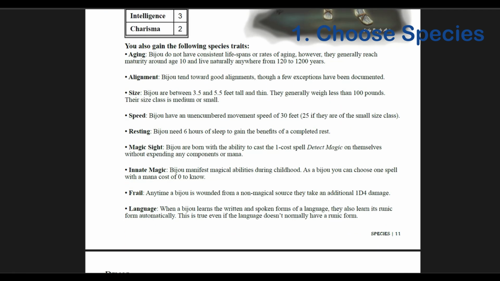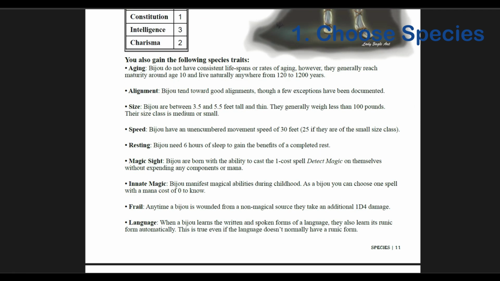There you go. But that aside, I'll point out a couple things. Because he's a bijou, he gets 30 movement speed, and that's typical, 30 feet of movement speed. A little bit of long life, tends towards good alignment. Pretty typical as far as sizes go. Nothing too crazy there. A little short, doesn't get too tall. 6 hours of sleep before completed rest. They get Magic Sight, which allows them to use the 1-cost spell Detect Magic without using any mana or components, so that's pretty cool. You get to choose one spell with the cost mana of 0.